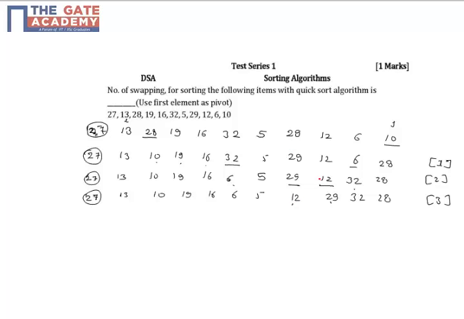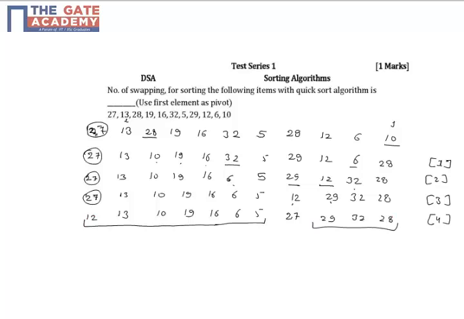Now I will not go further because my i and j have both crossed, so the item I have at j and the pivot element will now be interchanged. So 12 will come here, 27 will come at the place of 12, and the remaining list will be the same. Now you can see that all my items are in this particular position. Number of swaps I have written is 4. Now you can see that I have two lists, one is on the left hand side of 27 and one is on the right hand side of 27.